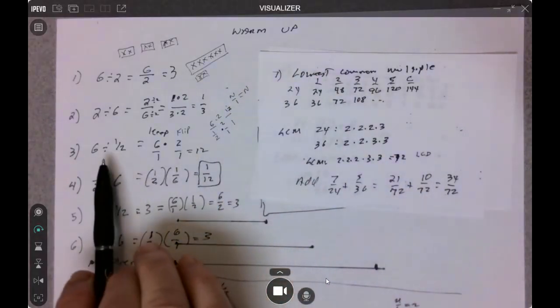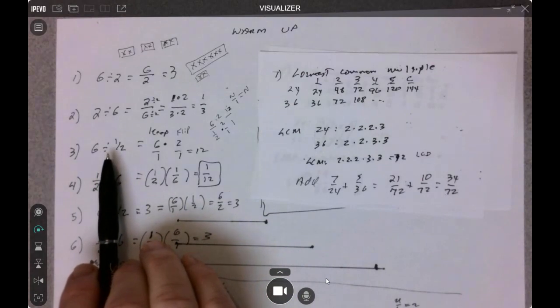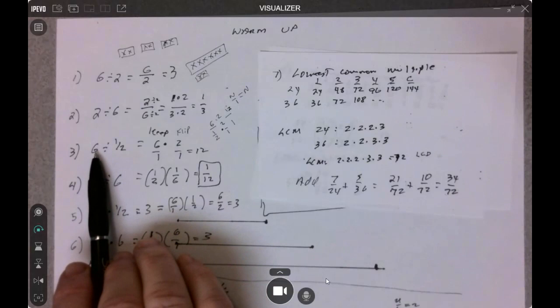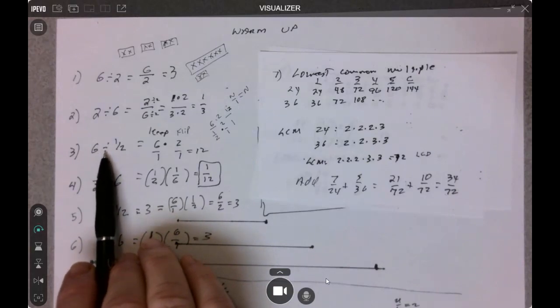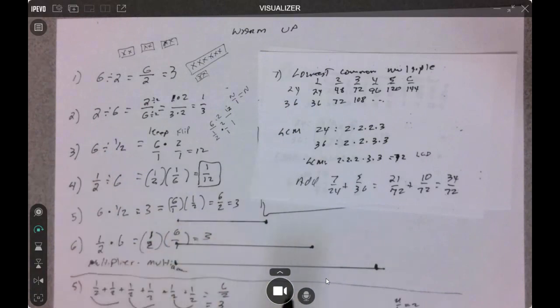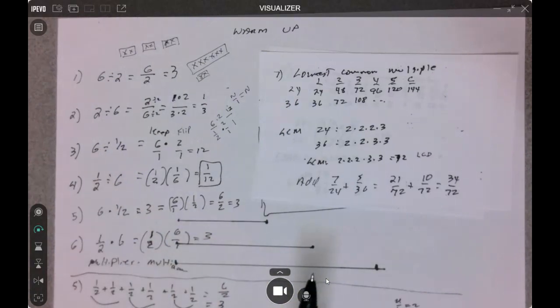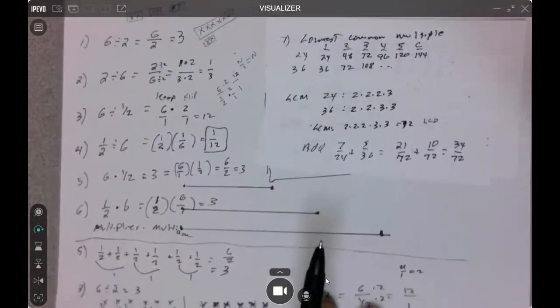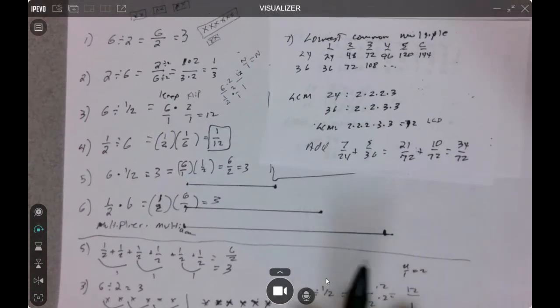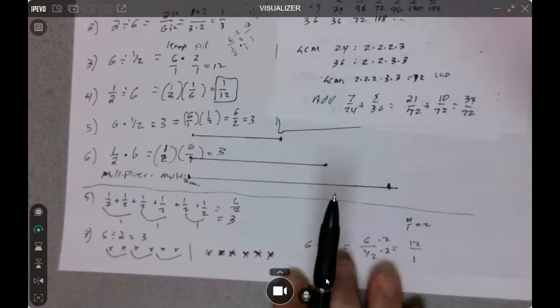Now, what in the world does this mean? Well, think for a minute. I have six entire objects, and I want to determine how many groups of 1/2 I can make if I have 6 entire objects. Let me try to show this down at the very bottom here.